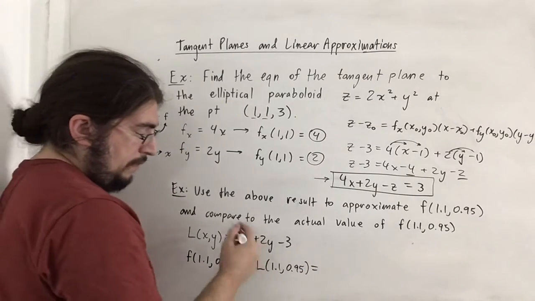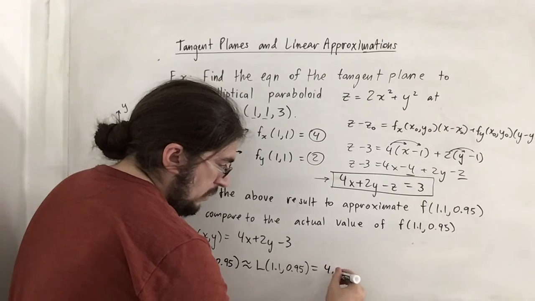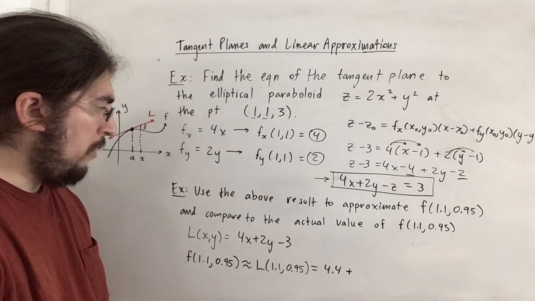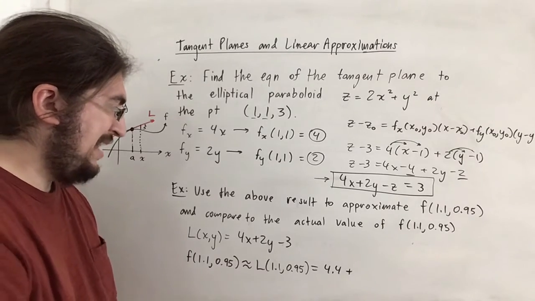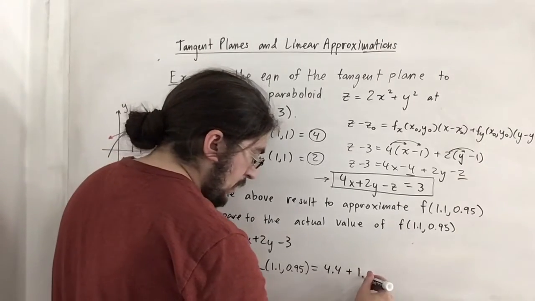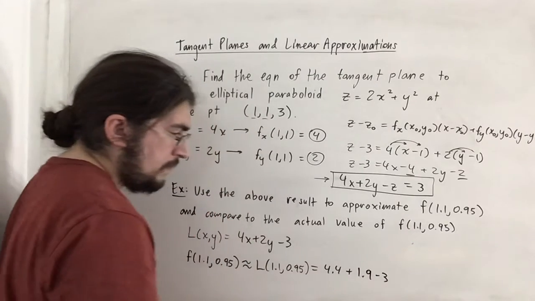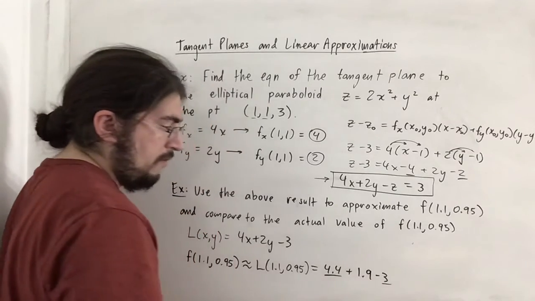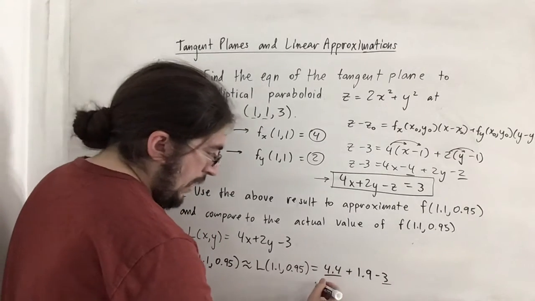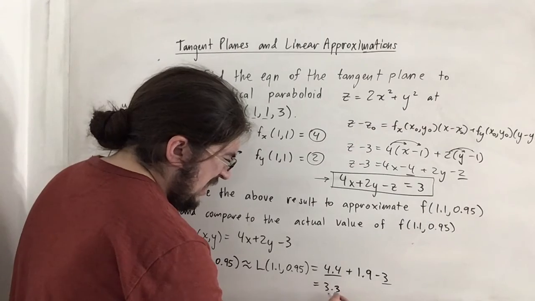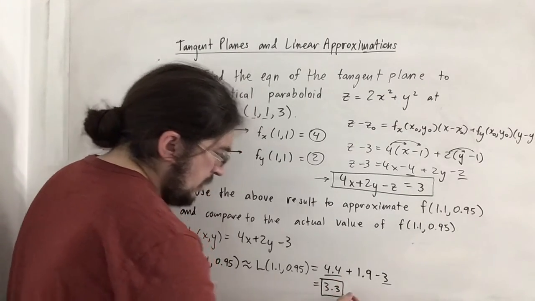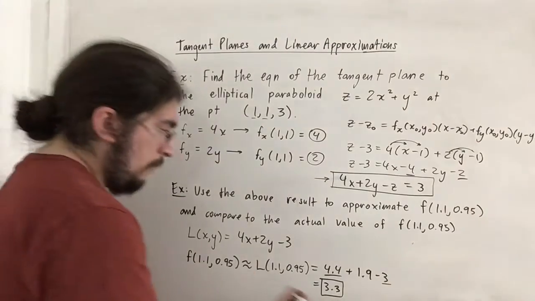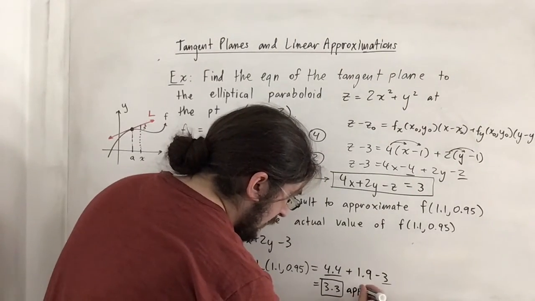So notice 4 multiplied by 1.1 is 4.4 plus 0.95 times 2. Well, 0.9 times 2 is 1.8, so 0.95 times 2 is 1.9, I believe. And then minus 3. Now I know that 4.4 minus 3 is 1.4, and 1.4 plus 1.9 is 3.3. So this is the value we get for our approximation. I'm going to box that, and now we're going to compare it to the actual value. So this is our approximation, so I'll write approx next to it.